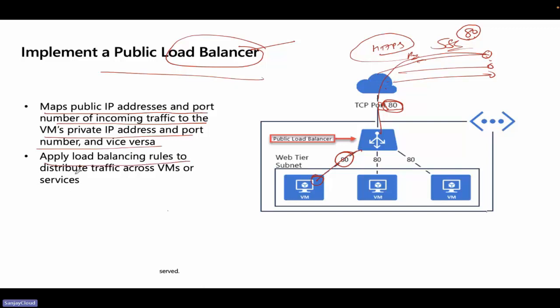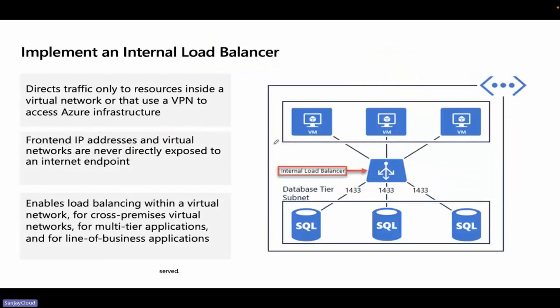Apply load balancing rules to distribute traffic across VMs or services. How will the load balancer decide which port and protocol it will entertain? You have to create a load balancing rule in which you define that you will listen on port number 80 and distribute to backend resources, which would be your virtual machines. That is called a public load balancer.